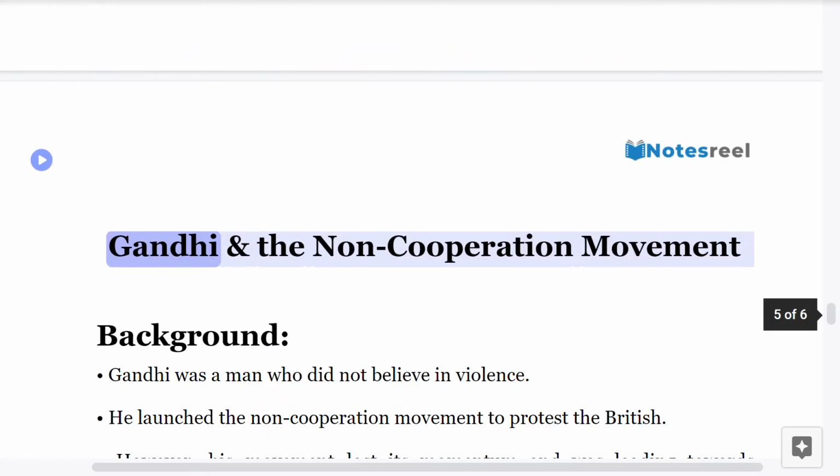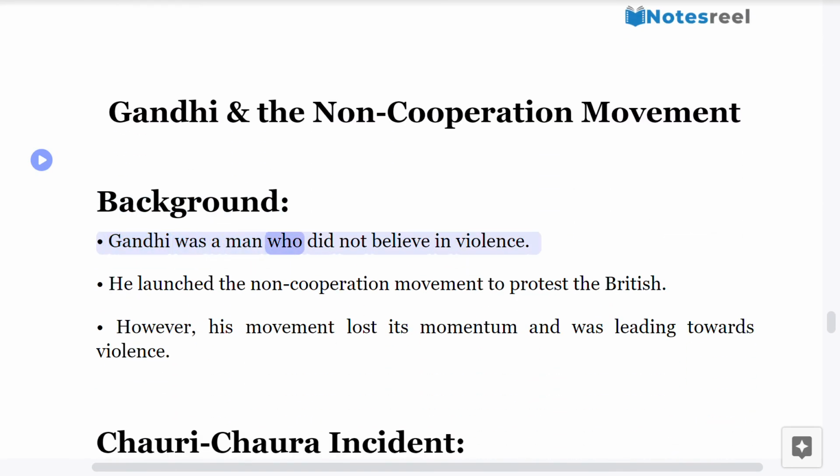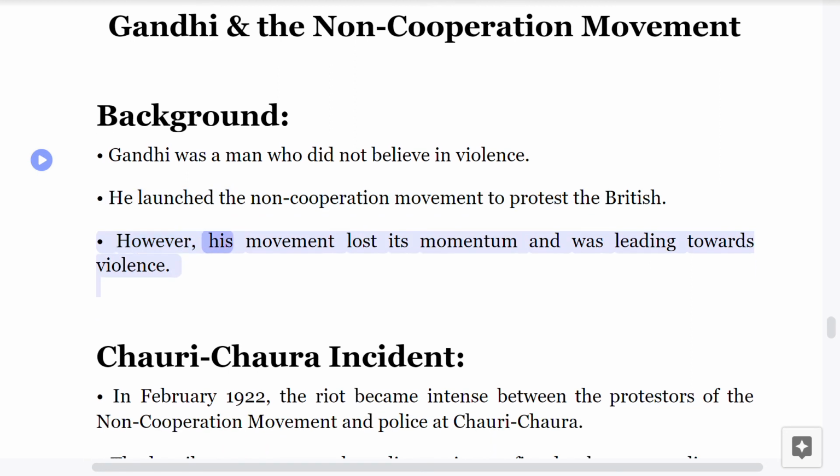Gandhi and the non-cooperation movement. Background. Gandhi was a man who did not believe in violence. He launched the non-cooperation movement to protest against the British. However, his movement lost its momentum and was leading towards violence.